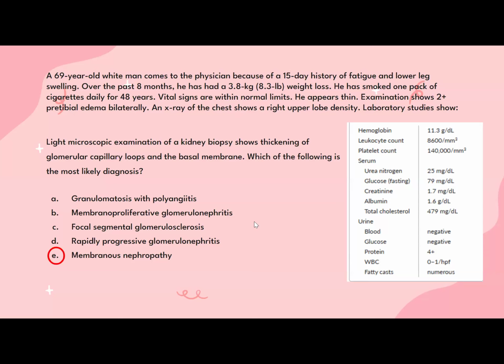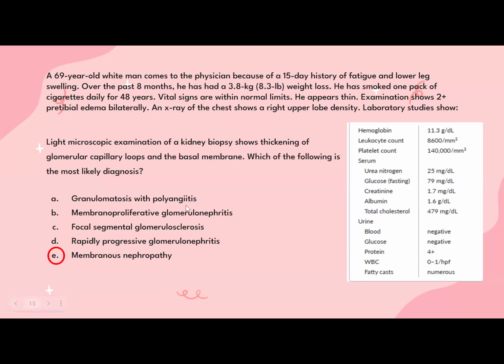It's E, it's membranous. Now, why is it membranous and why is it not any of the other kinds? Rapidly progressive or crescentic glomerulonephritis would include anti-GBM, in which the patient would have hemoptysis, right? This patient doesn't really have hemoptysis, so we're not really thinking of that. Rapidly progressive would also include these two.